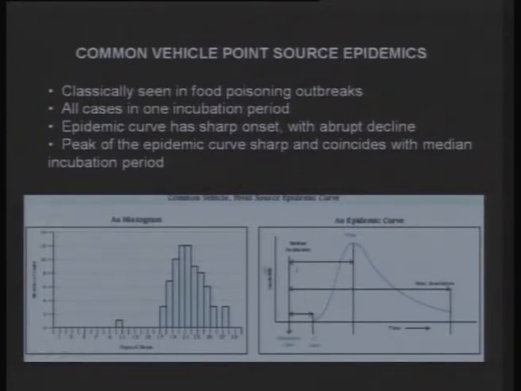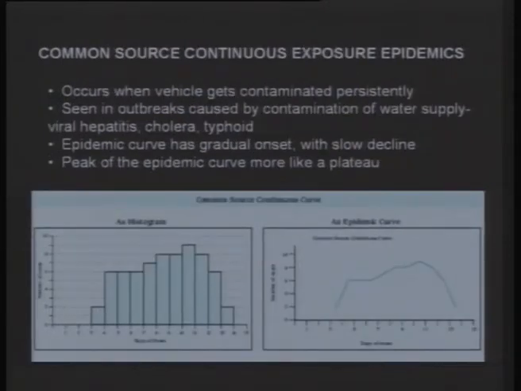Now, why this is important to do is that the typical curve gives an indication of what you are dealing with. An epidemic curve which has a sharp onset with abrupt decline and all cases in one incubation period is classically seen in food poisoning outbreaks, which takes place on being exposed to a single point. A slight variation to this is when there is a continuous source exposure. This occurs when a vehicle gets contaminated. For example, water supply is contaminated.